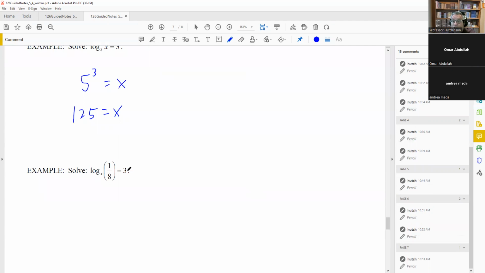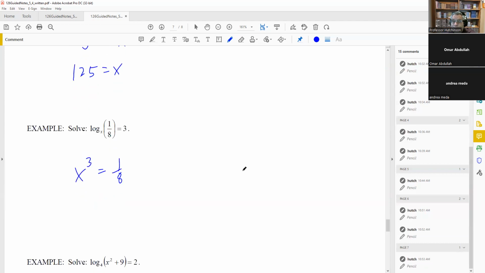Next one, we have x to the 3rd equals 1/8. The base raised to the number after the equal sign equals whatever you have inside. In order to solve this, we need to take the cube root of both sides. So the cube root of x cubed equals the cube root of 1/8. We don't have plus or minus here because you're taking an odd root. If you're taking an even root, you need plus or minus, but we're taking an odd root, so we only have one answer here. The cube root of 1 is 1, and the cube root of 8 is 2. So 1/2 is your answer there.